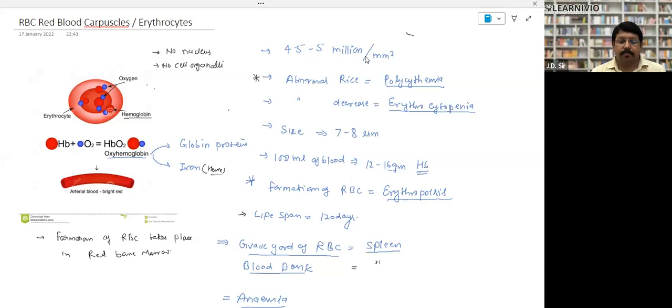Size of our RBC may be 7 to 8 micrometer in diameter. The next important point is 100 ml of blood contains 12 to 16 gram of hemoglobin. Formation of RBC is called erythropoiesis. Lifespan, 120 days. Graveyard of RBC is called spleen.